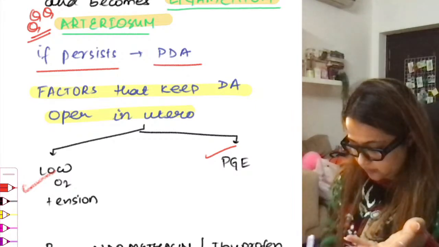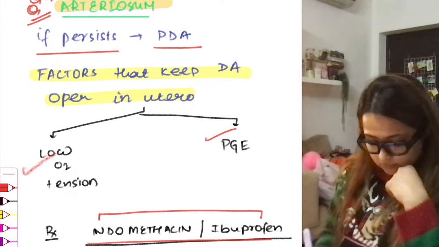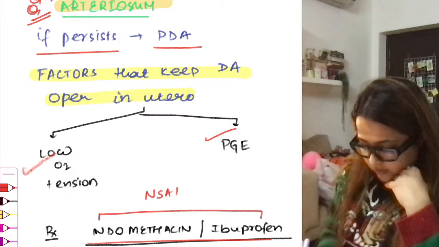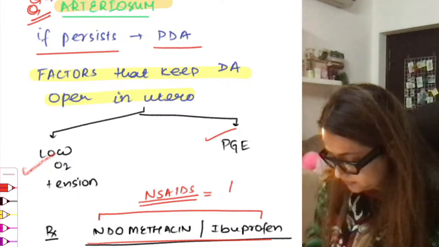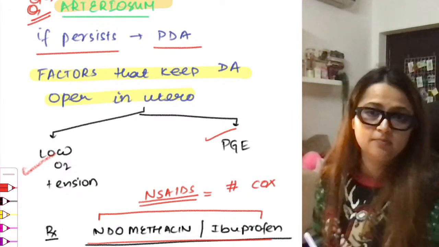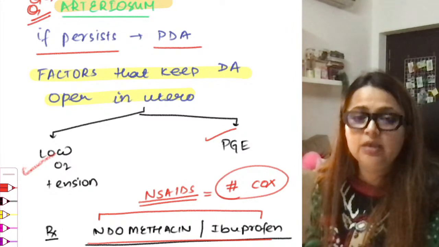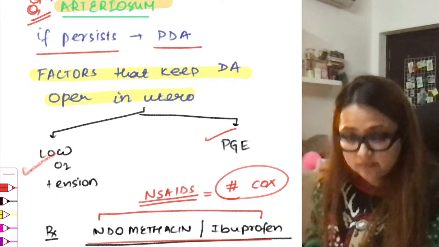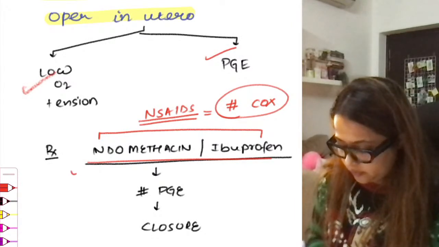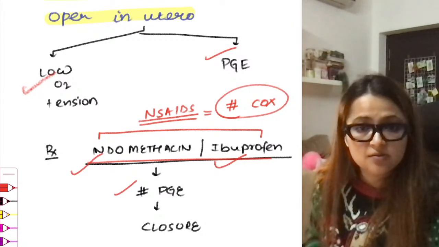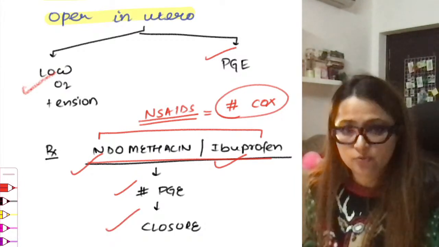What are indomethacin or ibuprofen? These drugs are NSAIDs, non-steroidal anti-inflammatory drugs. Excellent. And as you know, NSAIDs inhibit cyclooxygenase. If they inhibit cyclooxygenase, whose synthesis is going to be reduced? The answer is prostaglandin. So this is what I have written here. Indomethacin or ibuprofen inhibit prostaglandin synthesis and ultimately help in the closure of the patent ductus arteriosus.